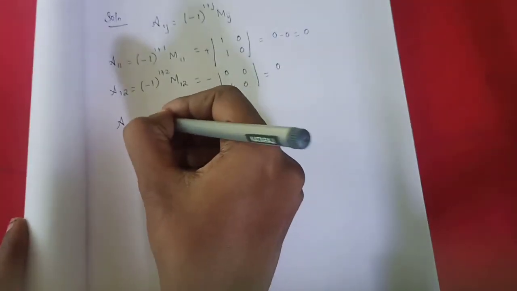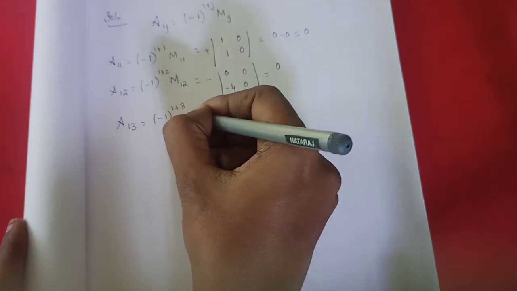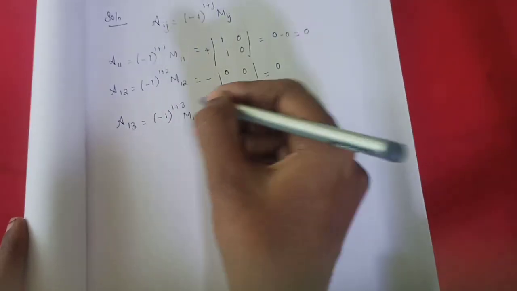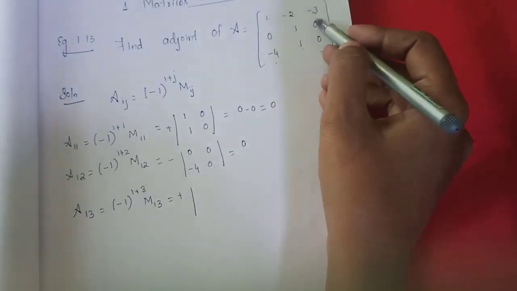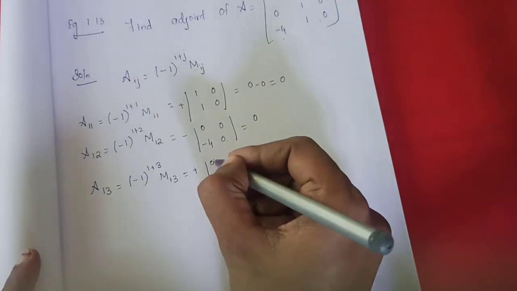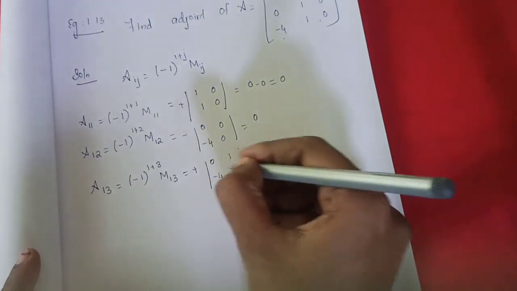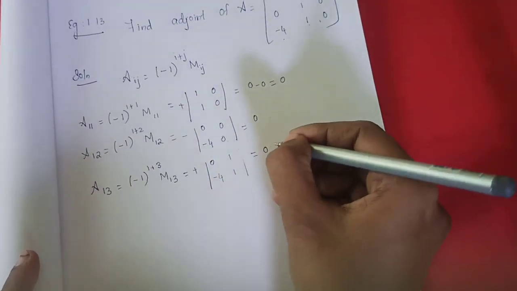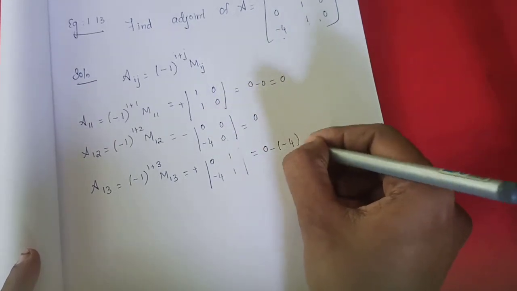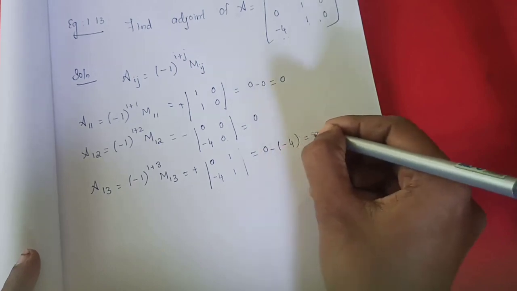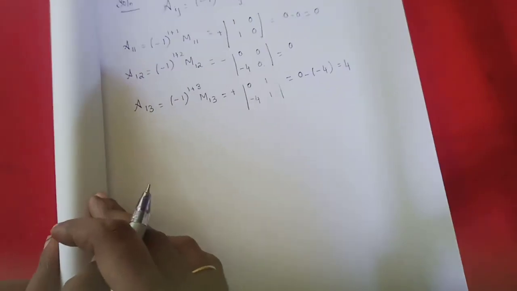A13 equals minus 1 to the power 1 plus 3, M13. That's equal to, the symbol is positive. Then for this one, this and this will go. So what's the balance? 0, 1, minus 4, 1. Okay. So that's equal to 0 into 1 is 0, minus of 4 into 1 is minus of minus 4. So what will happen? 0 minus into minus is plus 4. Okay. So already we have done many problems in the same model only.